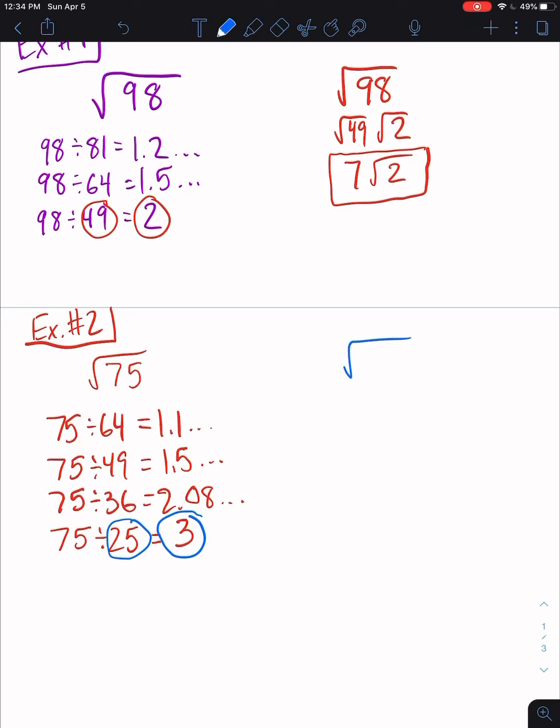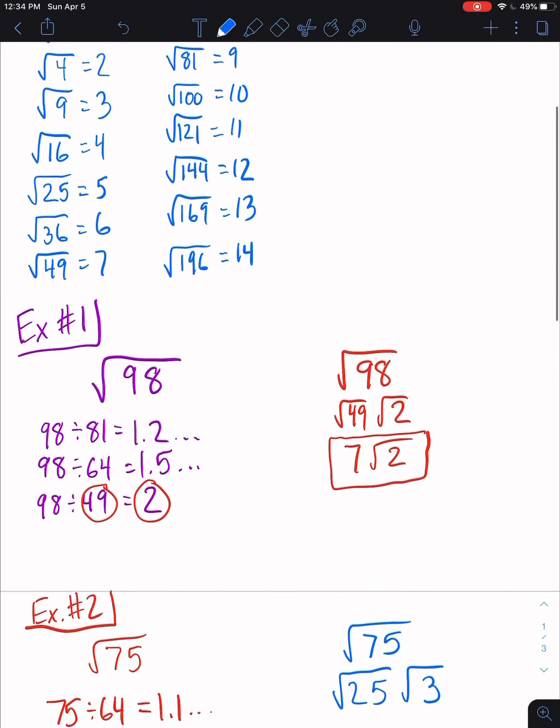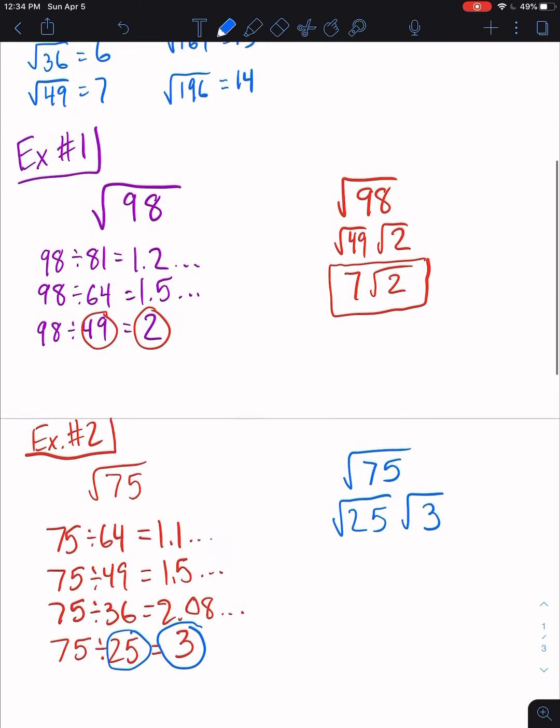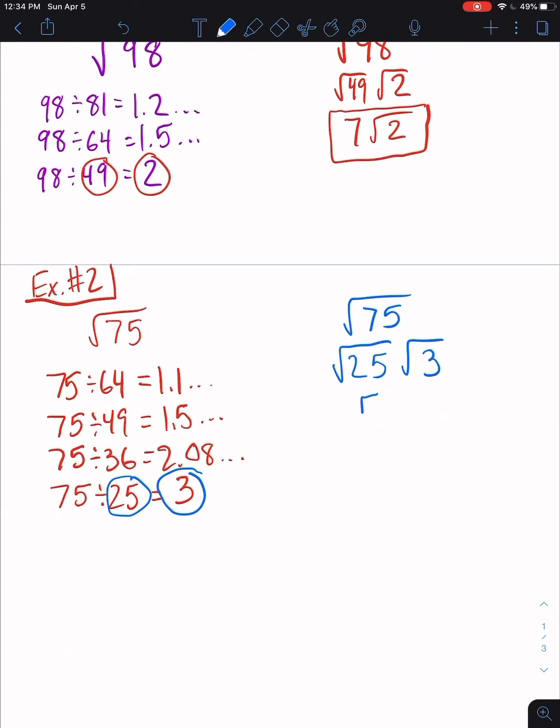So radical 75 breaks down into the square root of 25 and the square root of 3. Now the square root of 25 is on my list. It's equal to 5. So I'm going to get 5 radical 3. So I was able to break that 25 down into 5, and I was able to keep my radical 3.